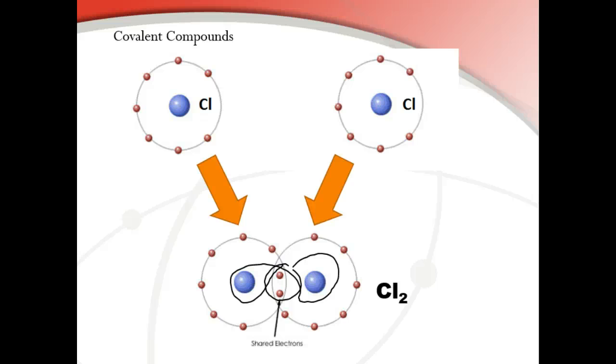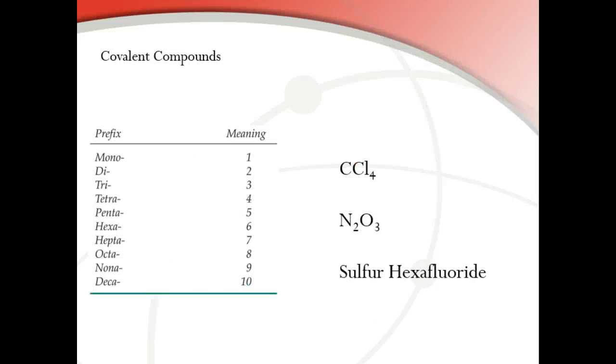Now, naming covalent compounds, super easy. All it is, we have a prefix telling how many there are, and we name the first element, then the second element ending in IDE. So we'll start with this middle one. We have 2 nitrogens, so we use di. So this is dinitrogen. And then we've got 3 oxygens, so this is trioxide. Dinitrogen trioxide. Pretty easy, right?